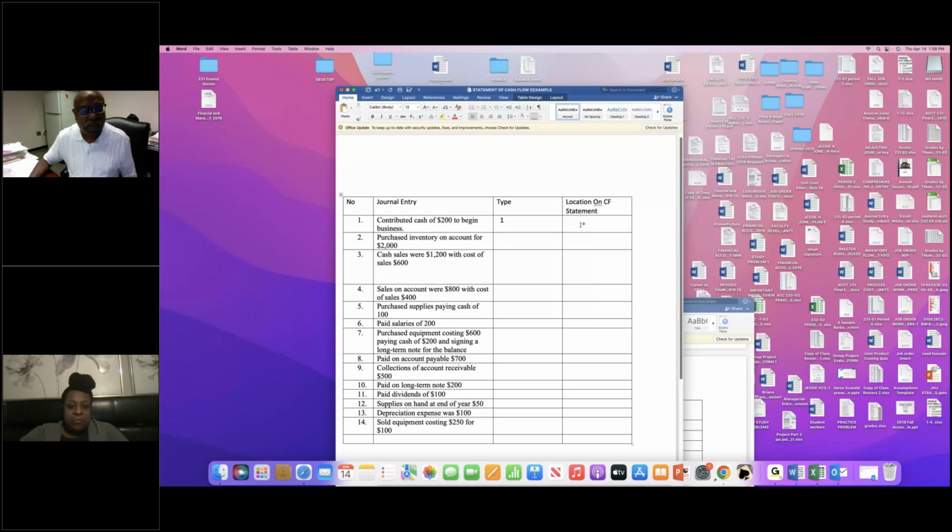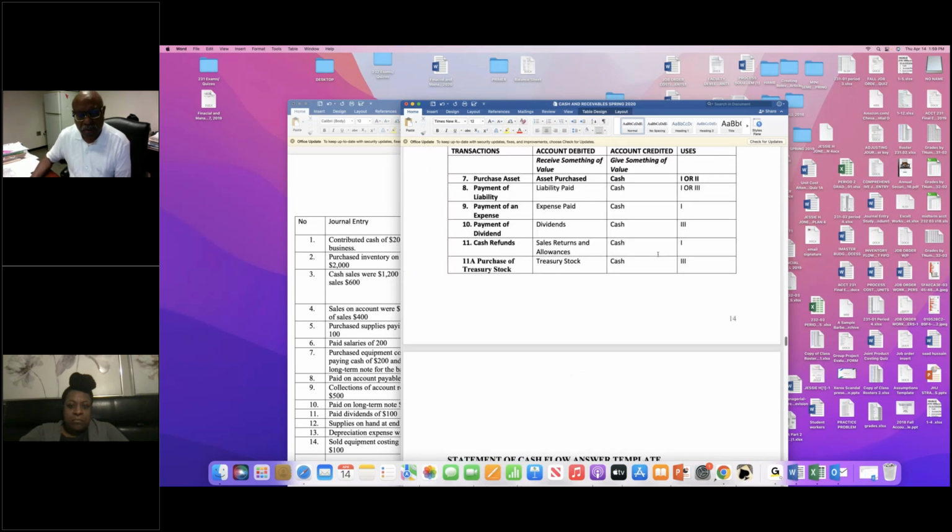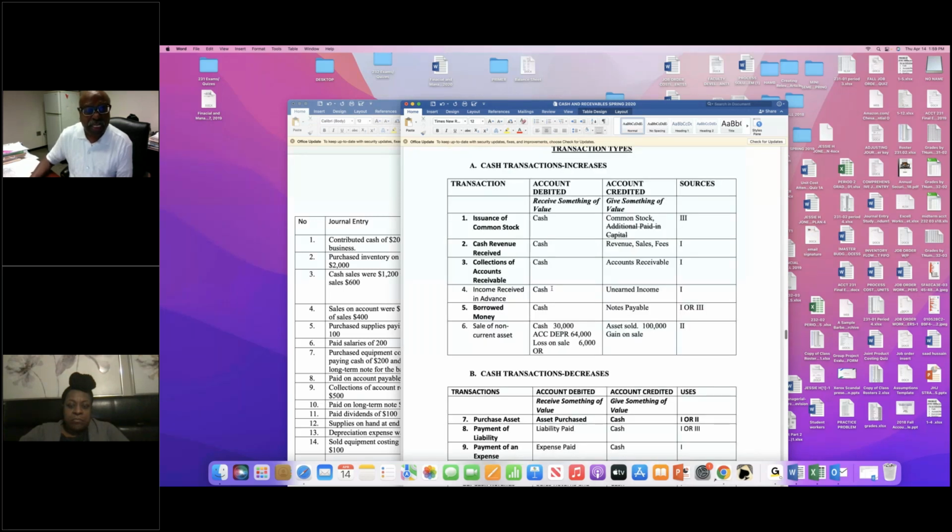Because it's a source of cash, and anytime we have a source of cash, it's going to be on the source side. And if we pay cash out, it's going to be on the use side. So all of these items up here are going to be on the source side, whether it's 1, 2, or 3. All of these items are going to be on the use side, whether it's 1, 2, or 3.